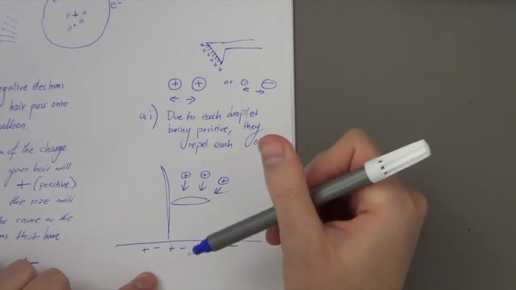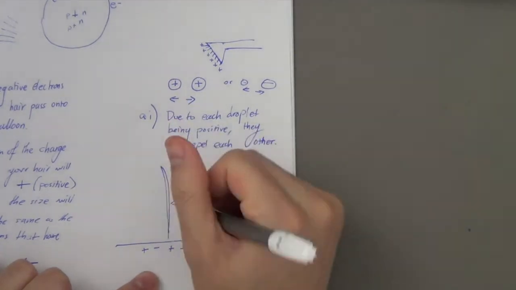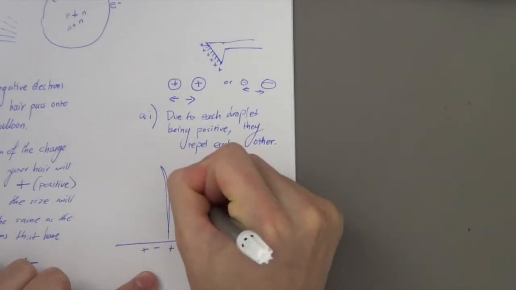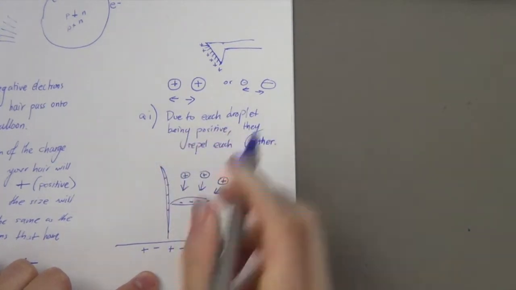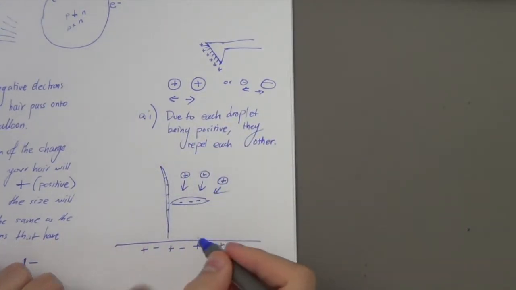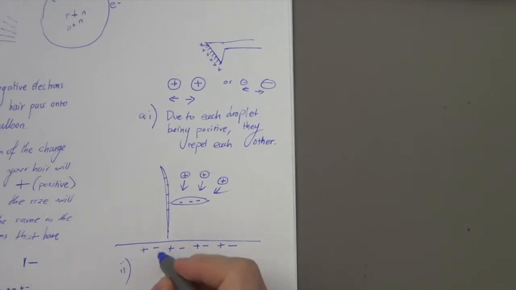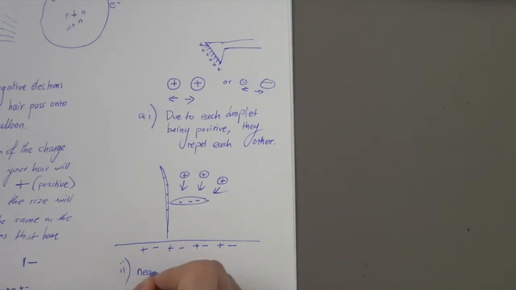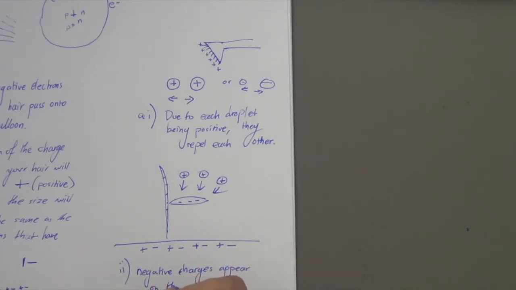So essentially we would get an excess of negative charges on the plant. The answer to the question, which is state what charge appears on the plants as the droplets come near to them: negative charges appear on the plants as the droplets come near to them.